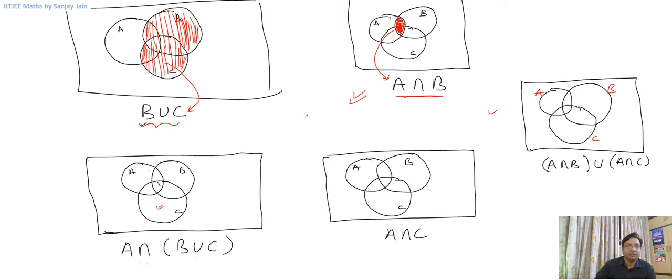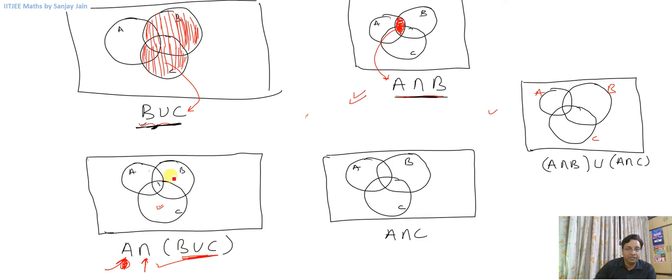So in the last lecture we were discussing the visualization of these operations. We discussed this union, and this intersection which gives me the common area between set A and set B. And now let us talk about this diagram. This is B union C, and then we will take its intersection with A.